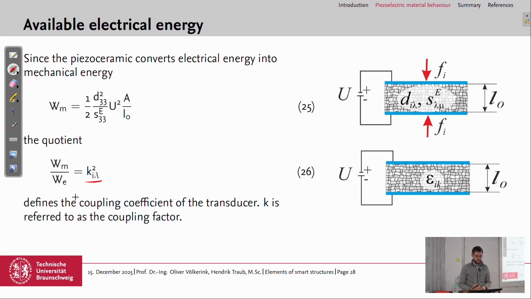So it's a measure of how good the transduction of the energies between mechanical and electrical energy is of the piezoceramic material. So the k here is the coupling factor, and this is also a key parameter of the piezoceramic materials.